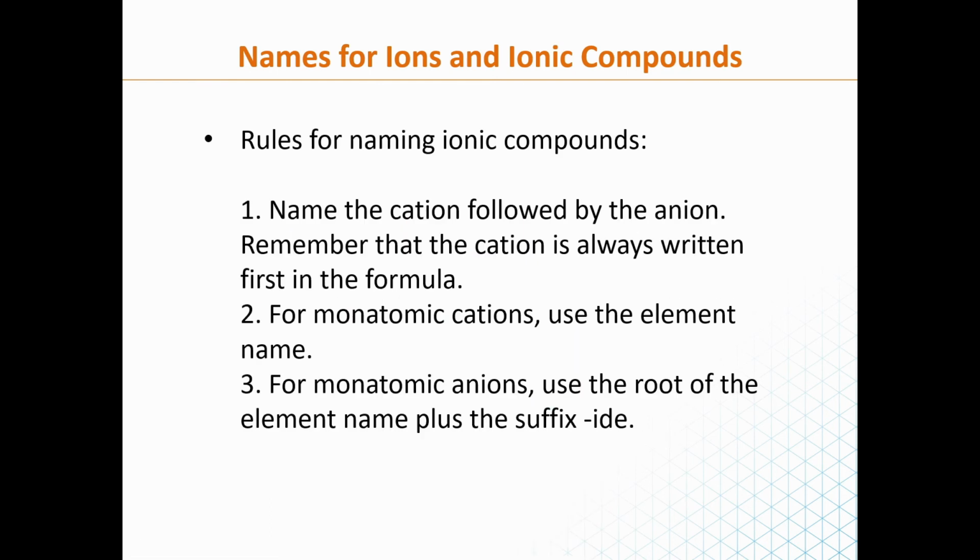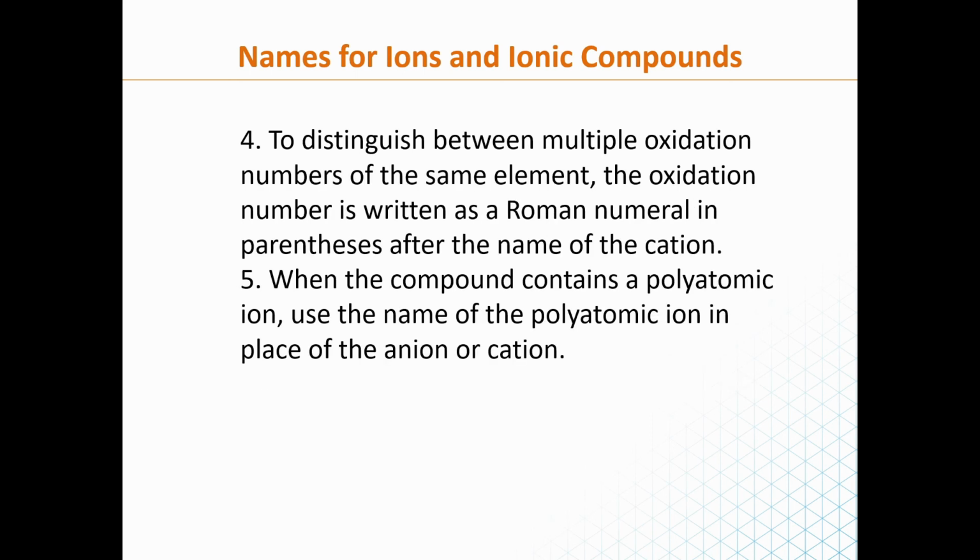Rules for naming ionic compounds. First, name the cation followed by the anion. Remember that the cation is always written first in the formula. For a monatomic cation, use the element name. For a monatomic anion, use the root of the element's name plus the suffix "ide". Number 4. To distinguish between multiple oxidation numbers of the same element, the oxidation number is written as a Roman numeral in parentheses after the name of the cation. Number 5. Use the name of the polyatomic ion in place of the anion or cation.